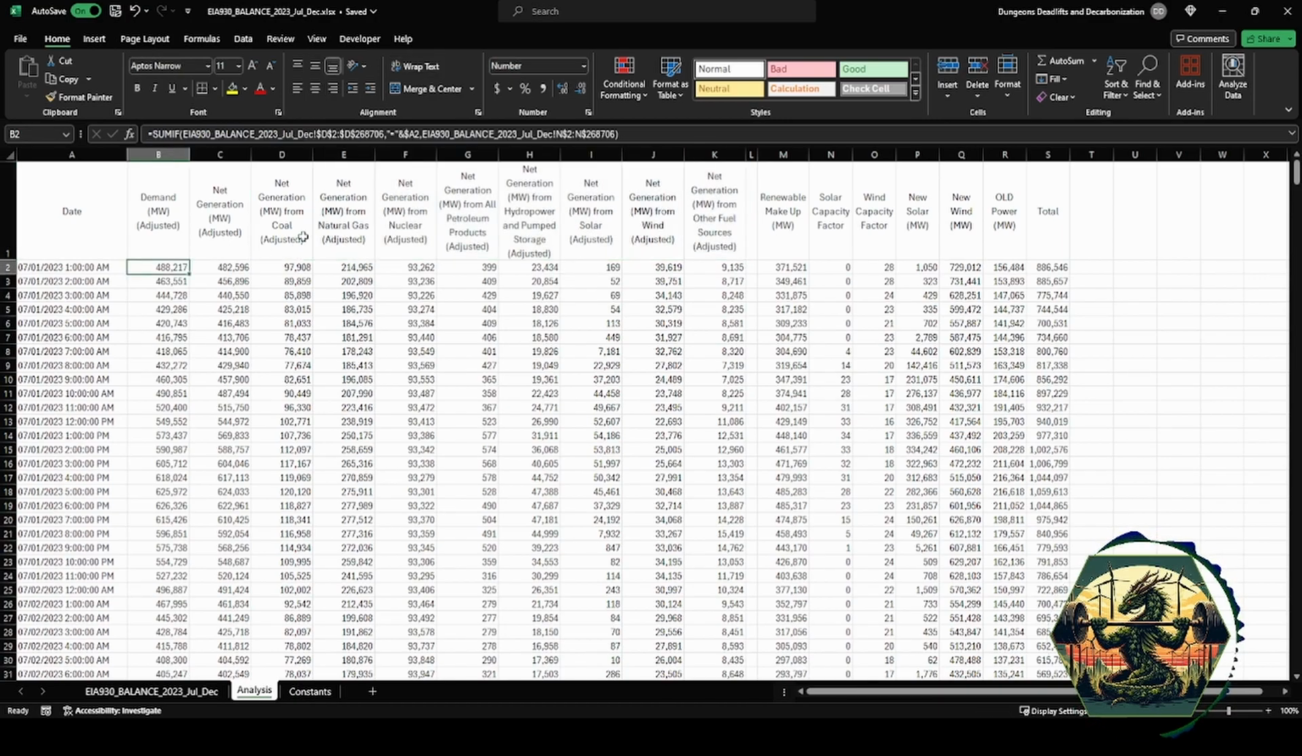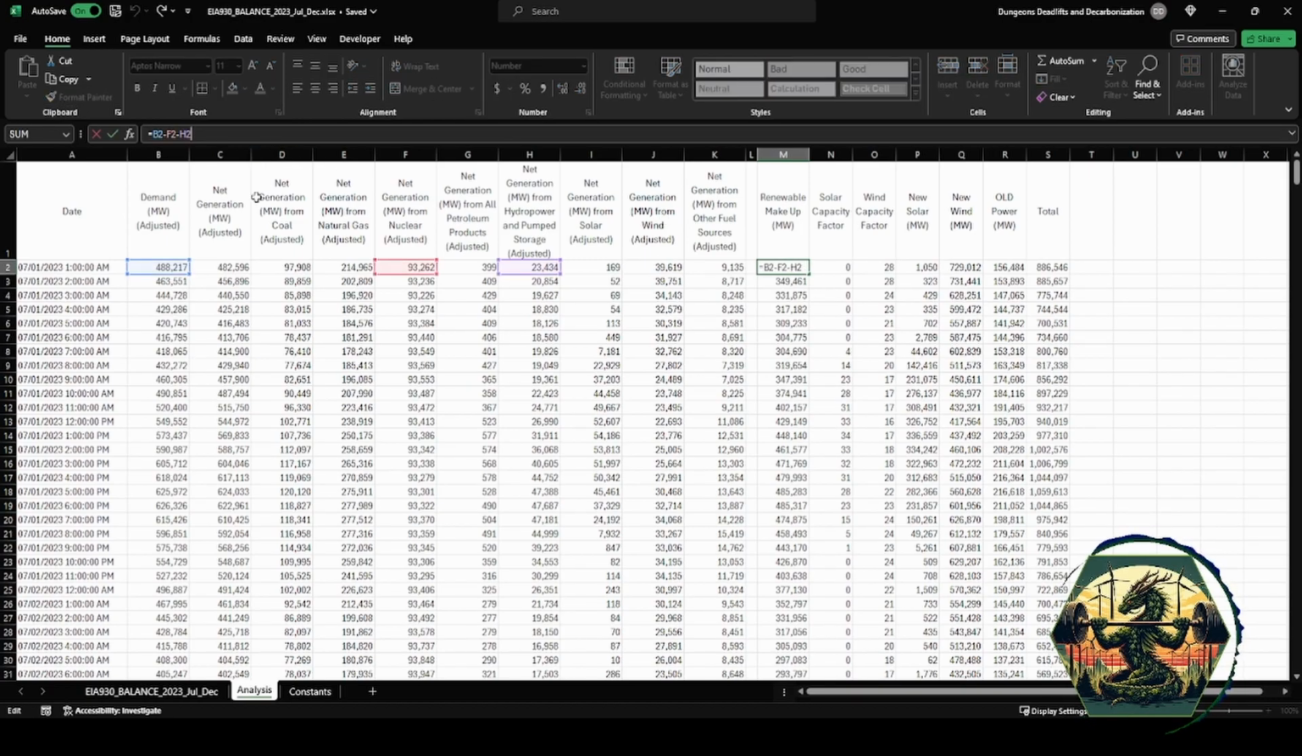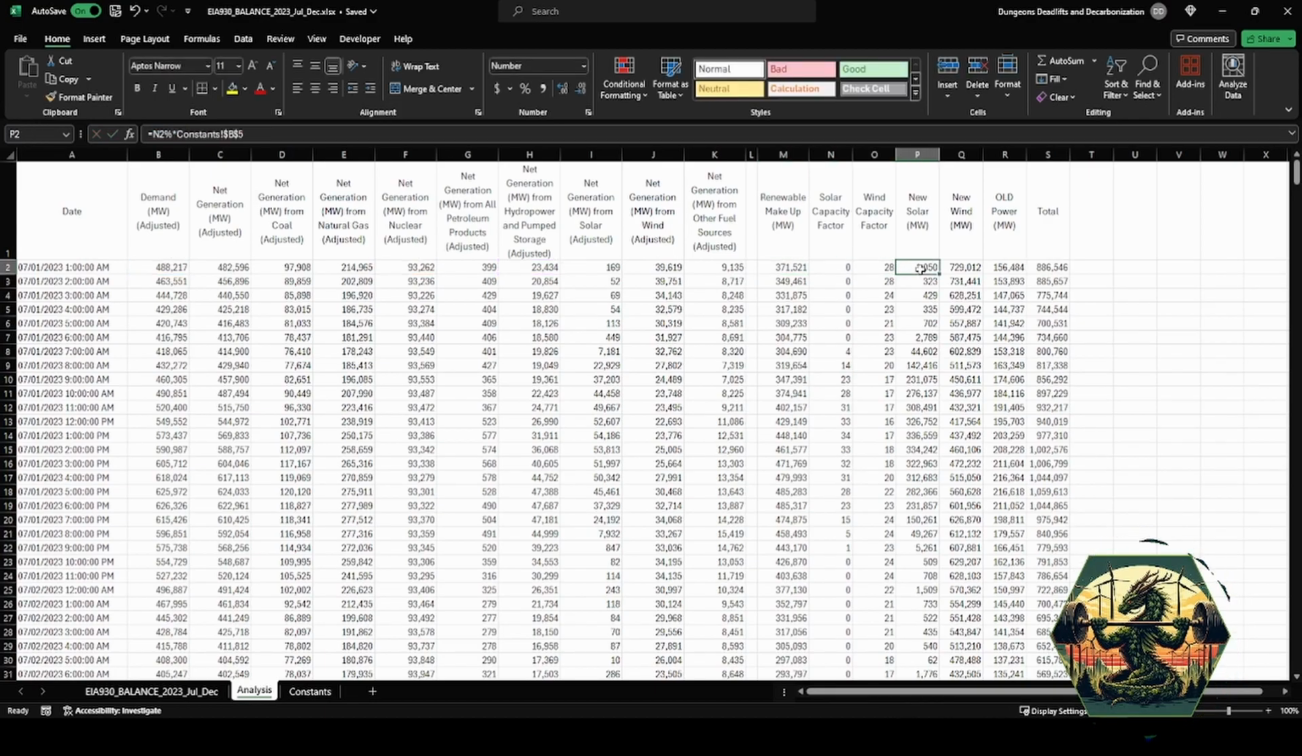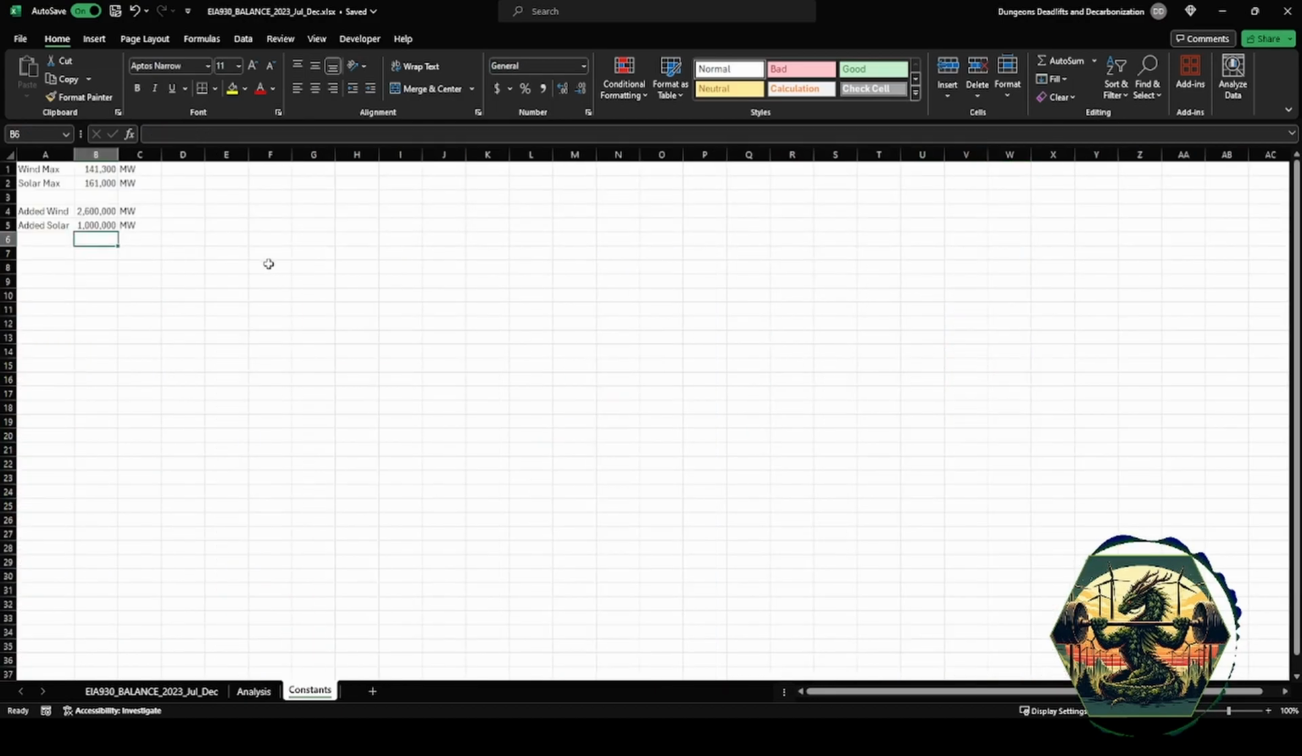I grab the demand, net generation, all of the other systems. This can be easily done just using a basic sum function. And then we can calculate how much renewable makeup we need to do. Again, similar to the Python code. You take the total demand, you remove nuclear, you remove pumped hydro and storage, and then you find out what needs to be made up by the rest of the system. We calculate the capacity factors, and then we add in our new solar, wind, and the old power, and then add it all together. The constants that I use are here.